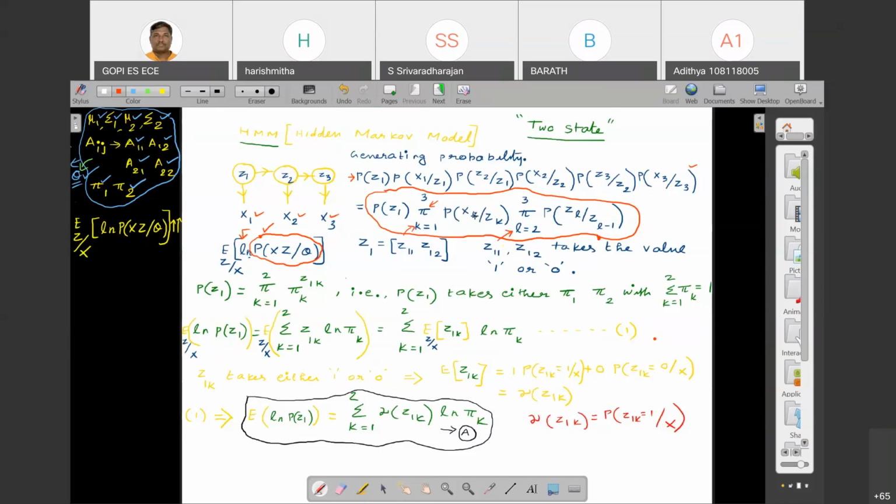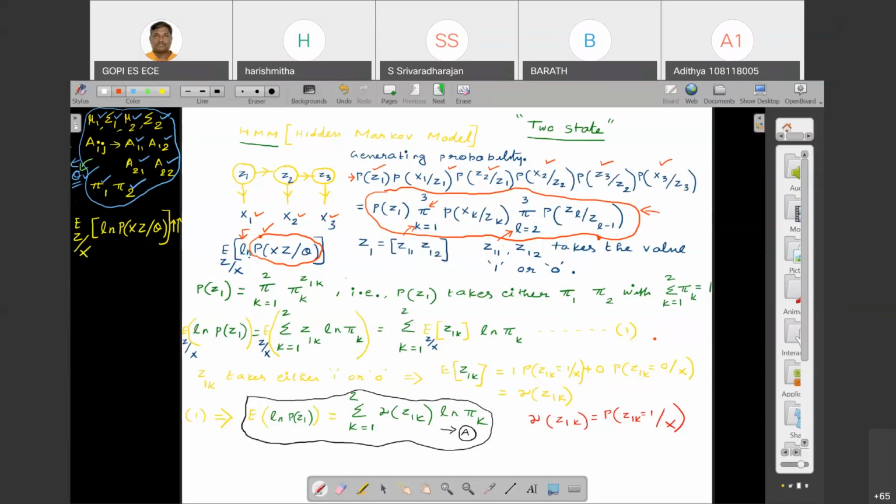When you put K equal to 1, you get probability of X1 given Z1. When you put K equal to 2, you get probability of X2 given Z2. It is here. And when you put K equal to 3, you get probability of X3 given Z3. That is here. When you put L equal to 2, you get Z2 given Z1. It is here. When you put L equal to 3, you get Z3 given Z2. That is here. And this probability of Z1 is here. So this is written in this form.